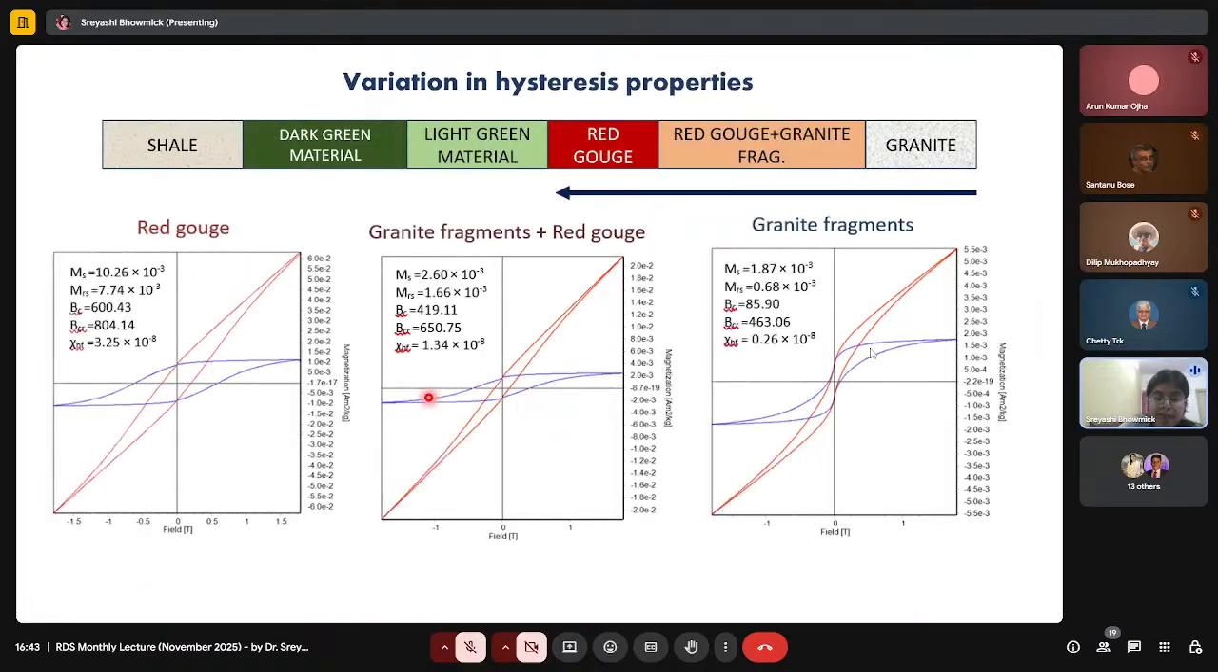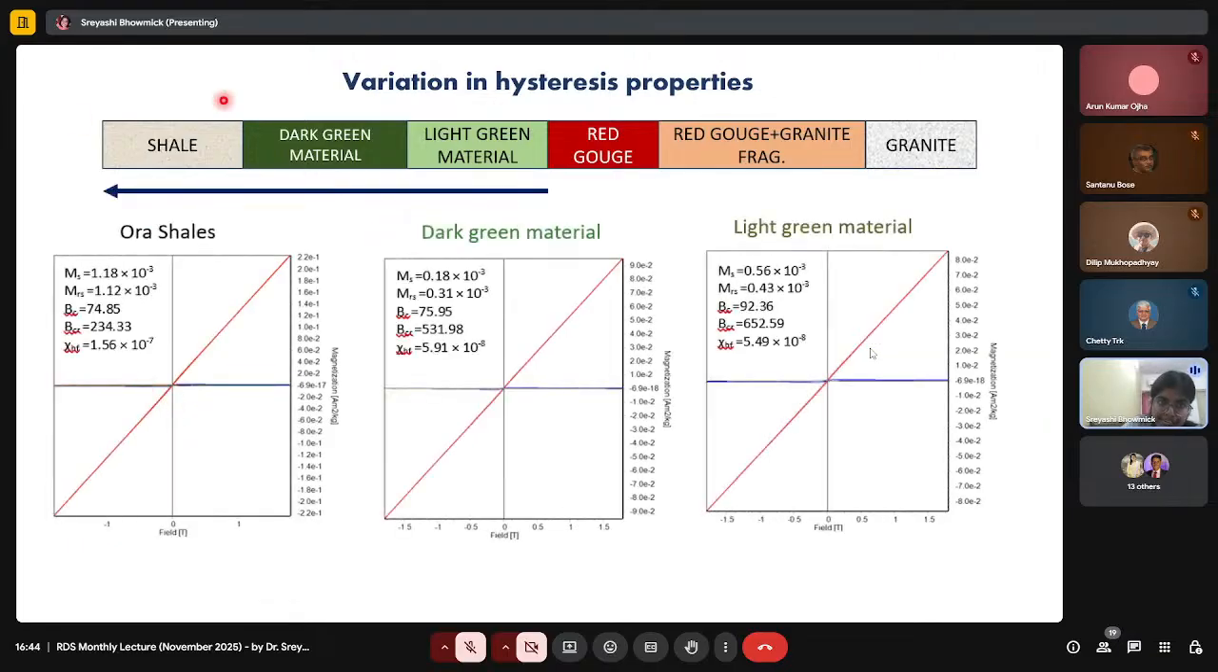Now, I will quickly talk about the hysteresis properties, starting from the granite to the red gouge. I already mentioned that we have two materials, the red gouge and the green material. We suspect that the gouge is somehow related to the granites and the light green material is related to the shales. We can see some clear evidence here. As we move from the granite to the red gouge, we find that this hysteresis loop is gradually opening up, or widening at the center. This indicates presence of a high coercivity mineral, and in this case, it's hematite.